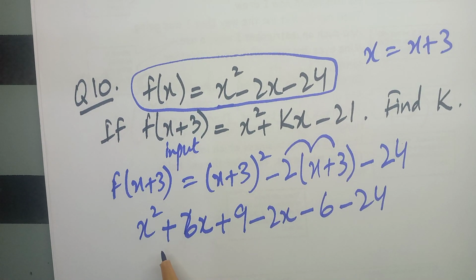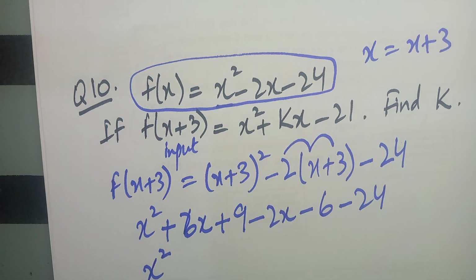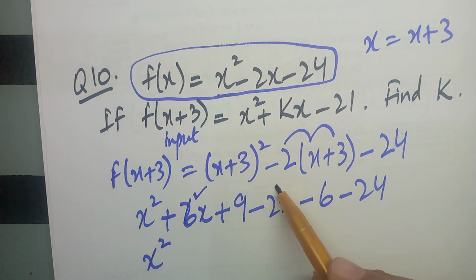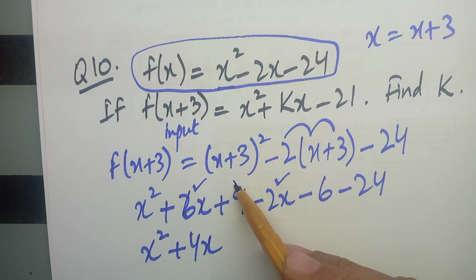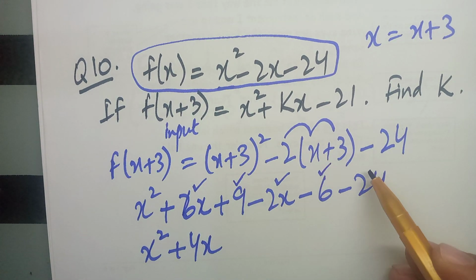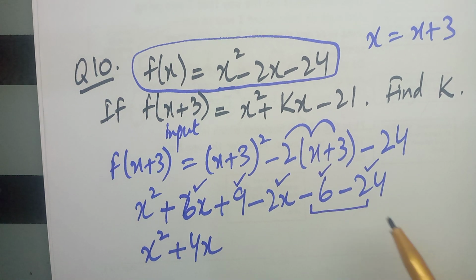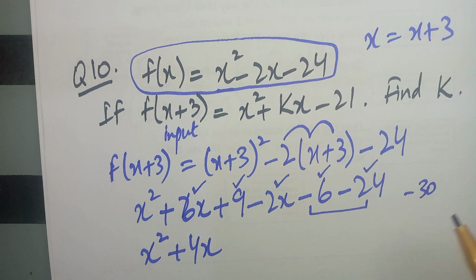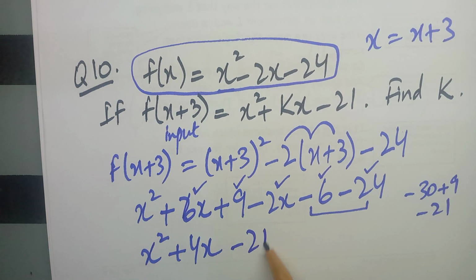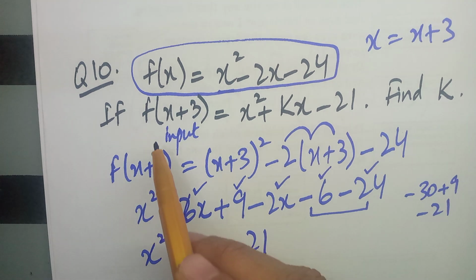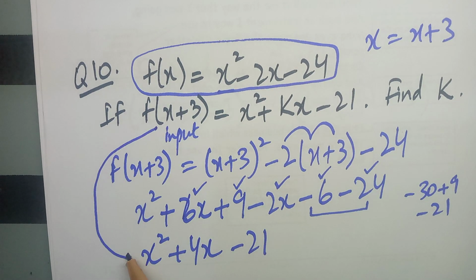Okay, let me simplify this. x square is the only term, so I will copy it down. 6x minus 2x gives you plus 4x, plus 9 and minus 6 minus 24. First of all, minus 6 with minus 24 equals minus 30, and then we have plus 9, so it is equal to minus 21. So this is the evaluation of f of x plus 3, right?